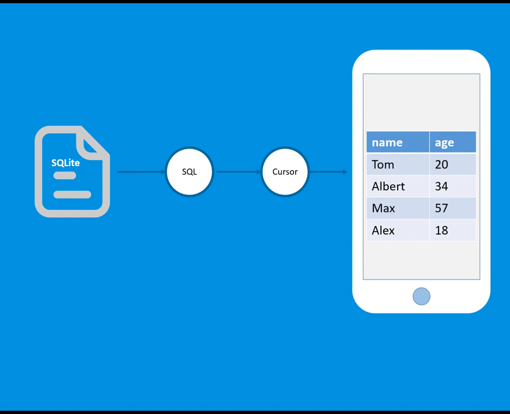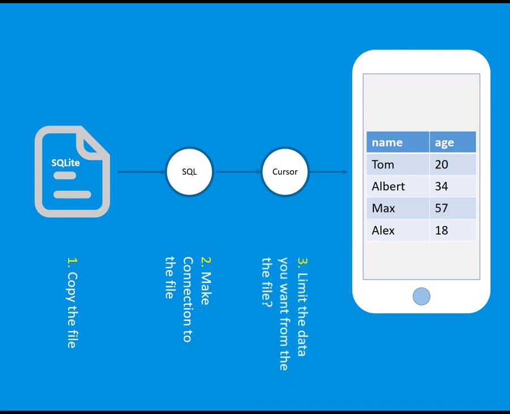So after all, we need to go through 3 steps. The first one is copying the file from asset folder to internal folder of the phone, because we cannot connect our application to a file which is in asset folder. The second step is making connection between your application and that file by SQL variable. And the third step, limiting the data that you want from the file.